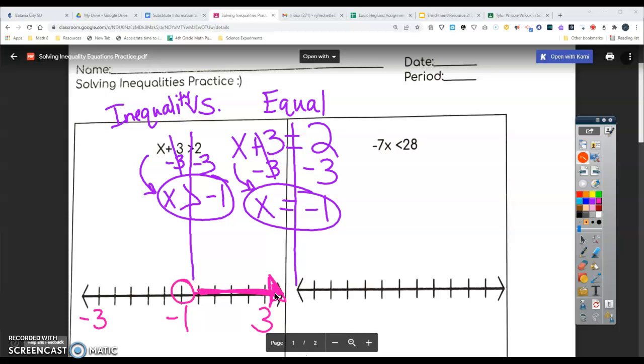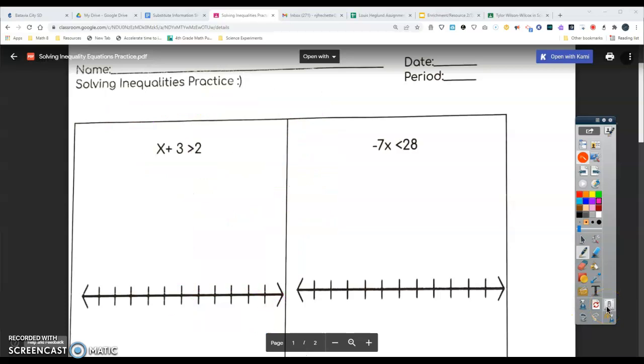So let's look at the second one. I'll give you a bonus example, as I call it. So our bonus example is negative 7x is less than 28. Okay, so I'm going to erase this over here so you guys can see, and we'll start in red on this one. So same steps. I'm going to draw my line, right? Now, if I look at this, I have a number next to a variable.